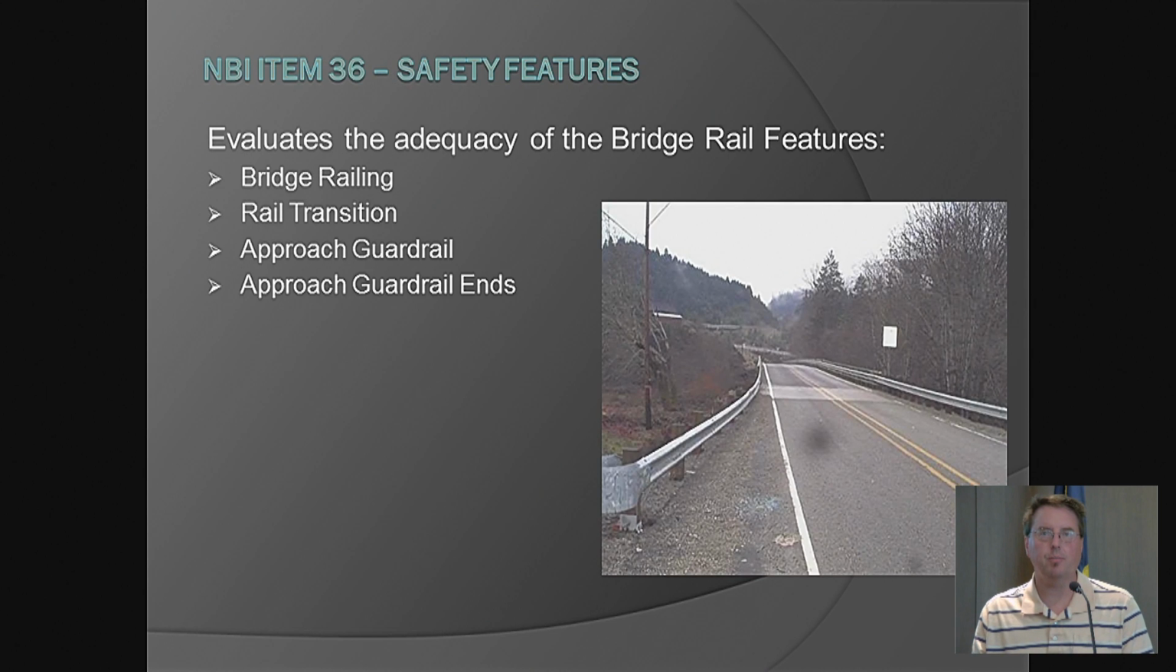So if we are looking at a bridge rail and it conforms to current bridge design standards, then it would receive a 1. Say the transitions, the approach rail, and the ends do not conform to current standards, then those are going to be zeros. So your 4-digit value for item 36 would be a 1000. And that's really just a quick way to see, does it conform to the current design standards.